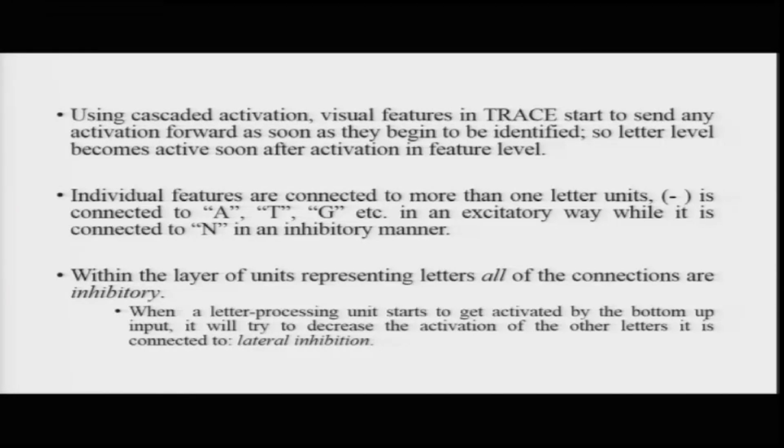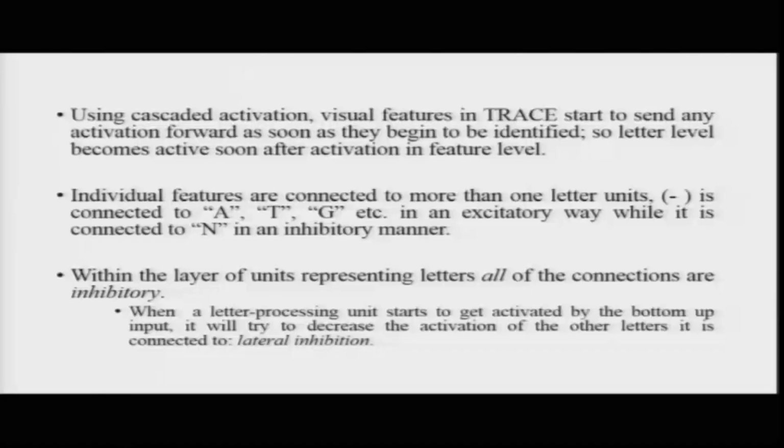Individual features are connected to more than one letter. For example, a horizontal line is available in A, T, G, H, etc., while it is connected to N in an inhibitory manner. There is no horizontal feature in N and M, which is why this will be connected in an inhibitory manner. Inhibitory basically means it will suppress the activation. Excitatory means it will facilitate the activation, increase the activation.